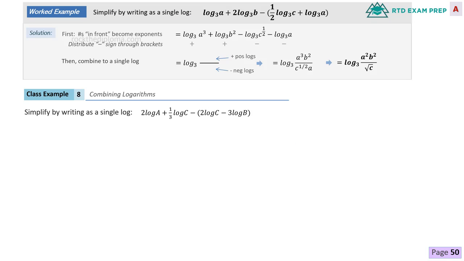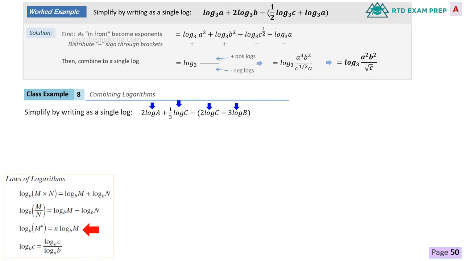In class example 8, we will again combine multiple logarithmic terms together into a single term expression. As a first step, we will raise all of our coefficients as exponents and distribute the negative sign into both terms of the bracket. This gives us log of a squared plus log of c to the 1/3 minus log of c squared plus log of b cubed.